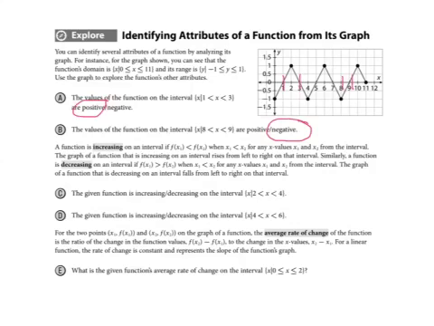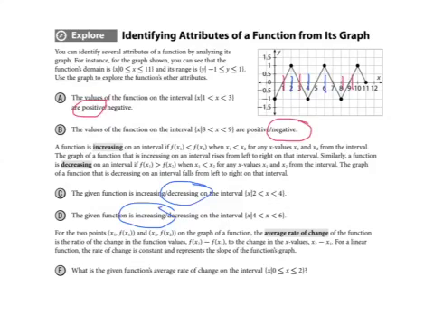Part C says the given function is increasing or decreasing on the interval from 2 to 4. So if we look at the interval from 2 to 4, is that function increasing or decreasing? Because it's going from high to low, that is going to be decreasing on the interval between 2 and 4. Part D says the given function is increasing or decreasing on the interval from 4 to 6. So if we look from 4 to 6, the function is going from low to high, so that is going to be increasing.